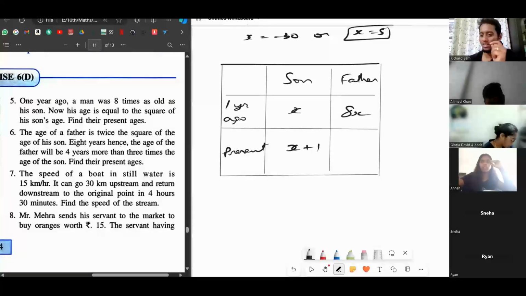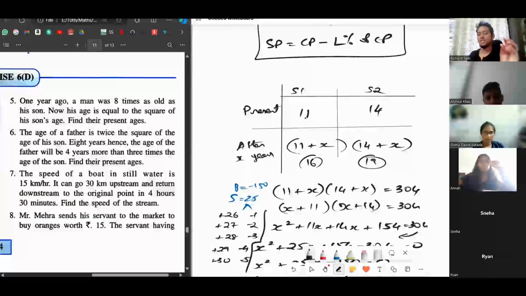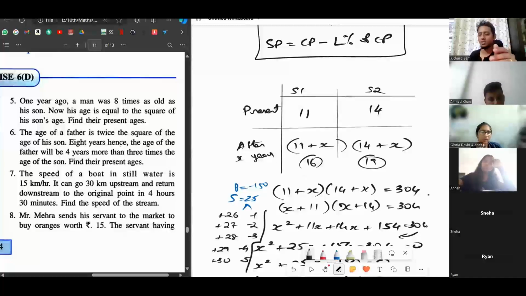X plus 1. Hey, don't go to the main equation part. We're not going to the equation yet, okay? We're just seeing the difference in their ages and adding them. Let's go to a previous question. See here also, we knew their ages were 11 and 14, and then here after X years. We didn't do the equation part here. We're just putting that after X means you're adding X on both sides.